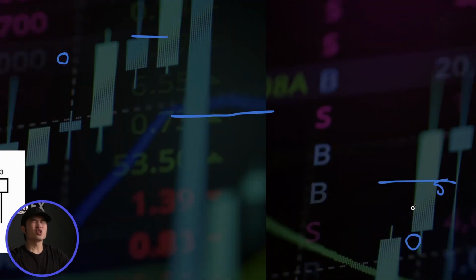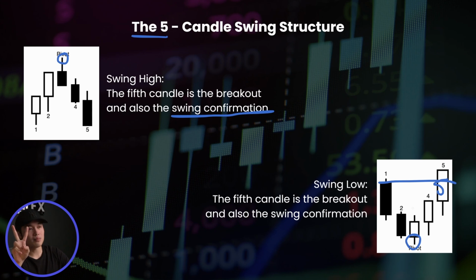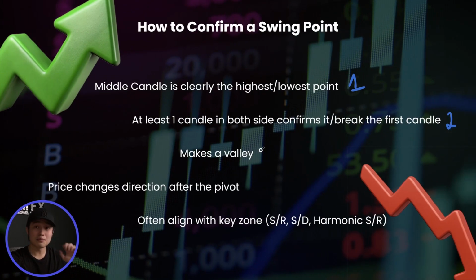Okay, so it should make a valley like this, or if it was a swing high, it should make a mountain. Here also, for the fifth candle, the range here is lower than the pivot, and then the next candle breaks the pivot candle. Okay, number 3 is to make a valley. So the pivot or the swing point should make a valley like this, or make a mountain like this.